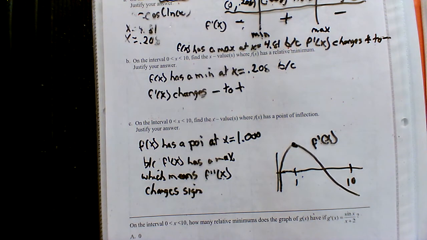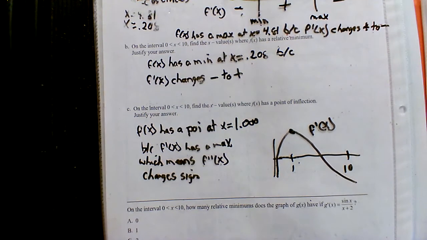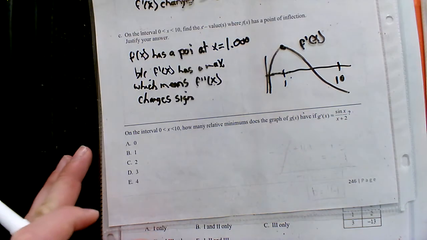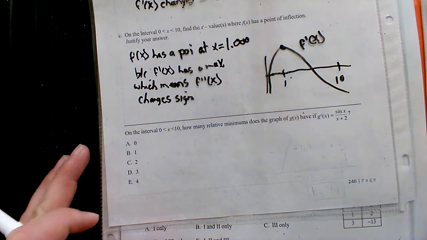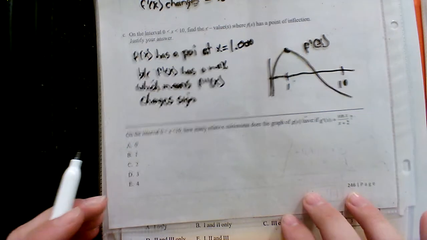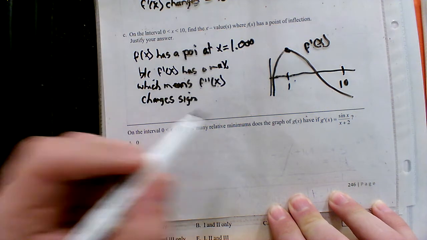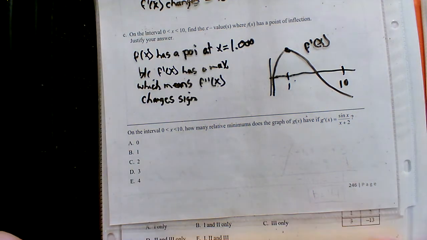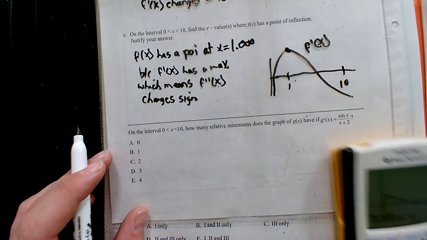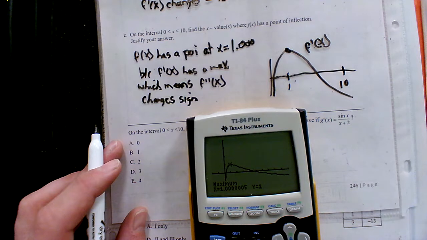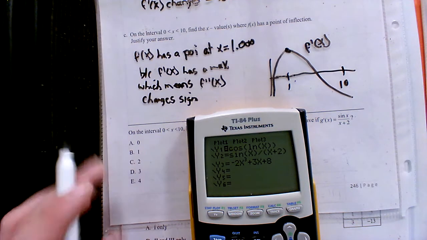Do we have any questions about this problem in particular? All right, if there's no questions about this problem, let's go down to the next one. So this one's actually like a multiple choice question, but we can still use the calculator to help us out. So on this problem, on the interval from 0 to 10, how many relative, I believe this should say maximums here, but we'll start the problem and then we'll see what it does. So from 0 to 10, how many relative, it says mins, does the graph of g of x have if g prime of x is sine x over x plus 2?